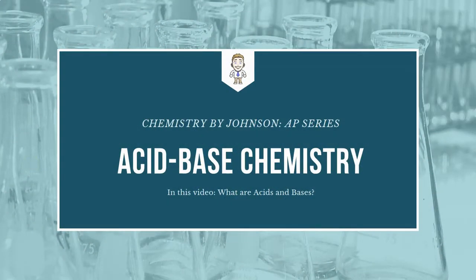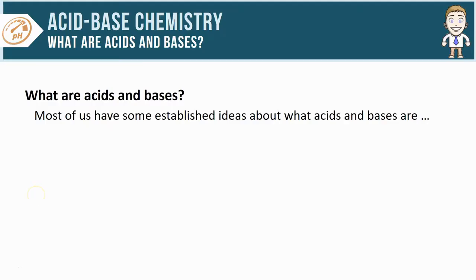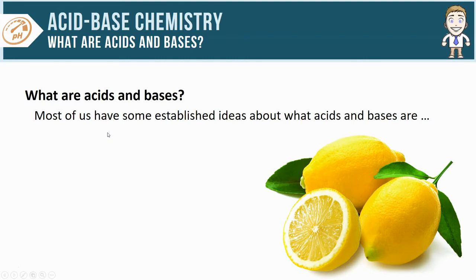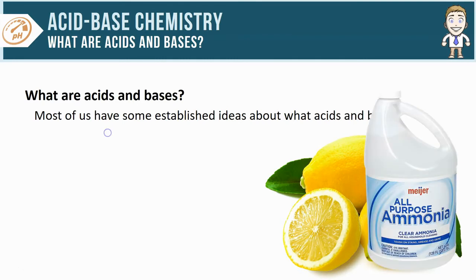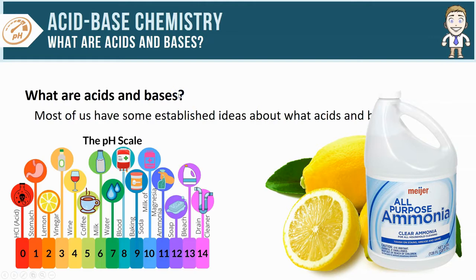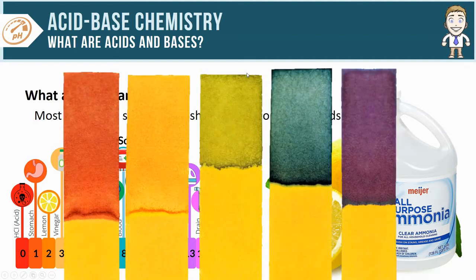Hey everyone, in this AP Chem series video, we'll see what acids and bases actually are. Now, most of us already have some established ideas about what acids and bases are. Maybe you know about the citric acid present in citrus fruits like lemons, or the base ammonia used in common household cleaners.